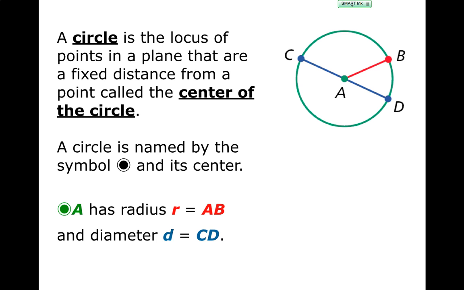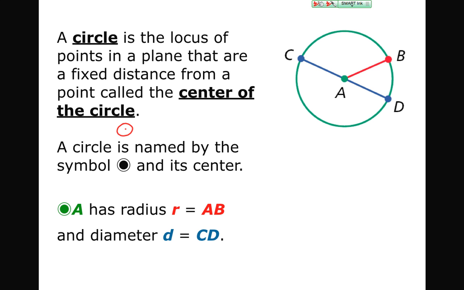We do have a symbol for circle. I usually don't put that big of a dot, but circle A would be how you would name the circle, named by its center point. Radius is just from the center to the circle. So the radius is AB's length. So segment AB is a radius. And the diameter's length is CD all the way across. So the diameter would be segment CD.